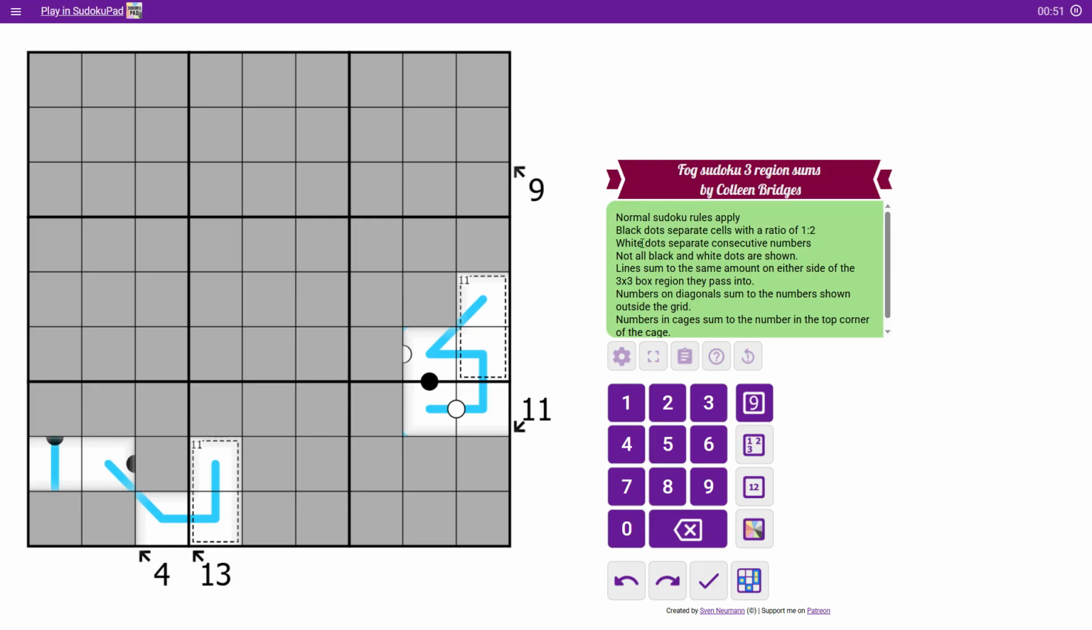The other rules in here: normal black dots separate cells with a ratio 1:2. We've done that one before, so these cells here have to be either a 2:4 or a 3:6 or a 4:8 pair, for example, in any ratio of 1:2.